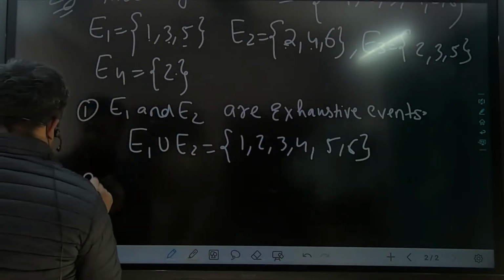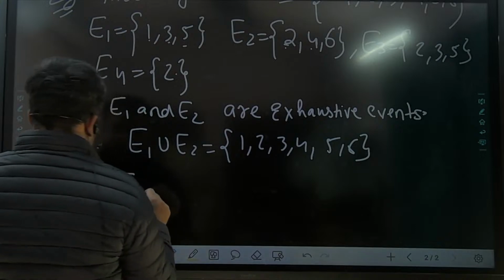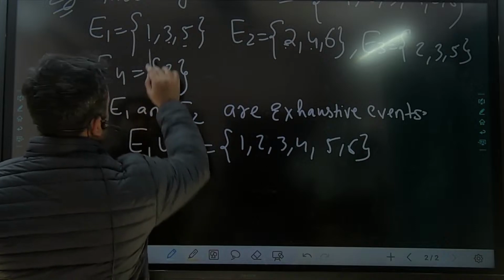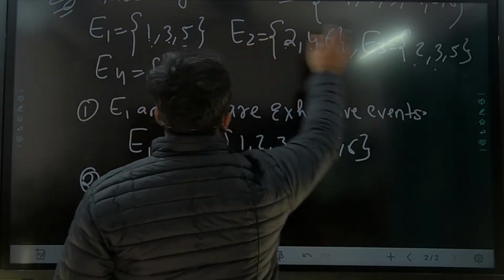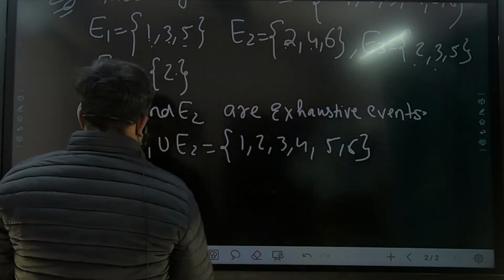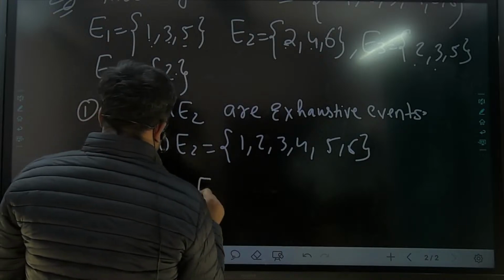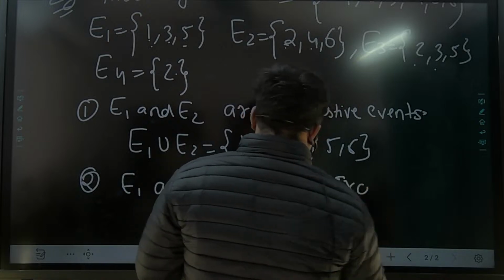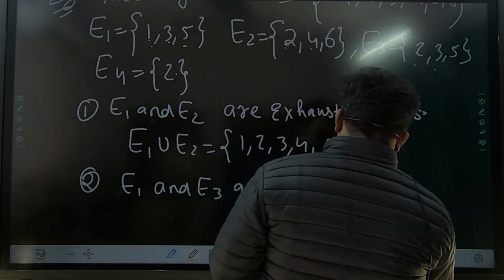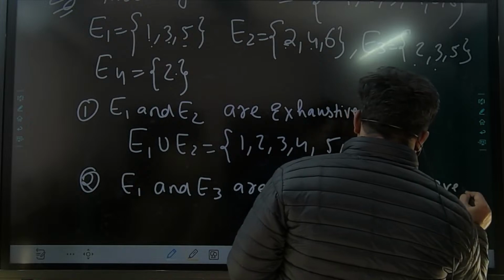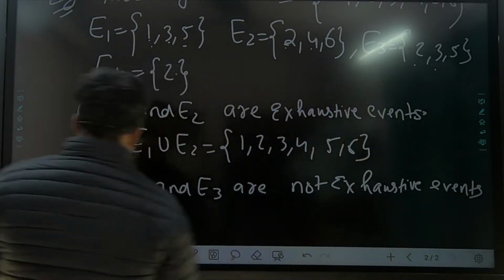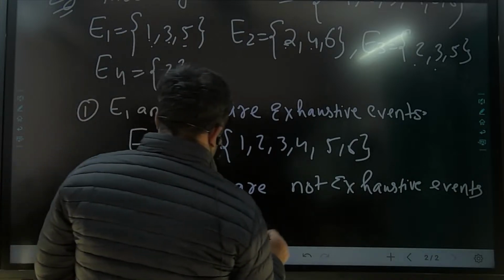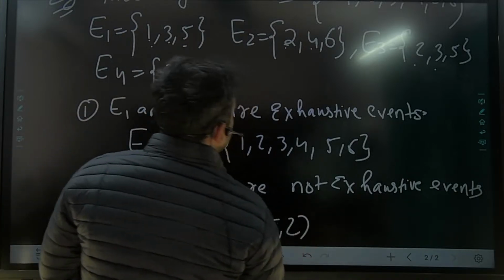And let's take event 1 and event 3. They are not exhaustive because we get only 1, 2, 3, 5. 4 is not there, 6 is not there. So event 1 and event 3 are not exhaustive events, because if you do event 1 union E3, you'll get only 1, 3, 5 and 2.